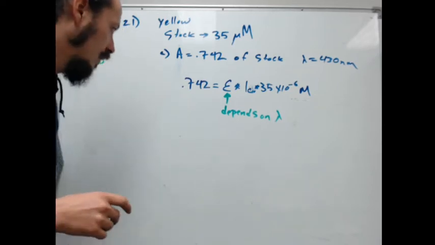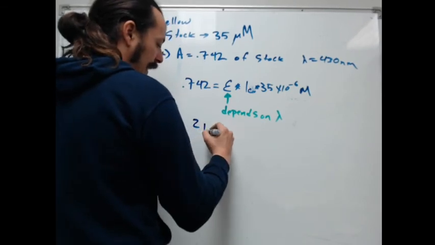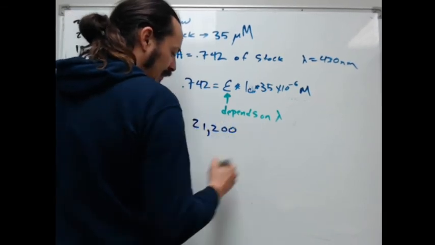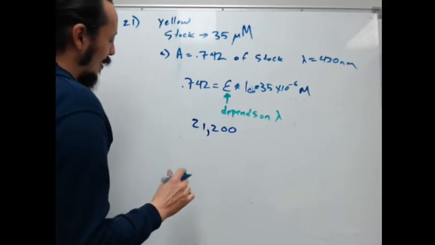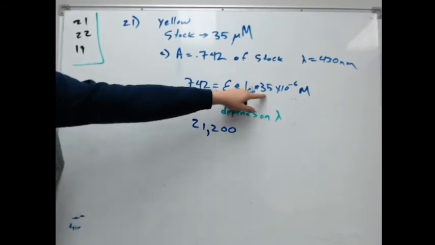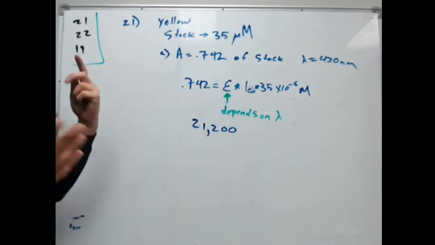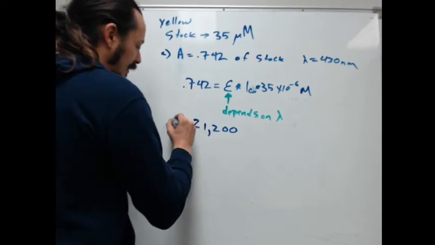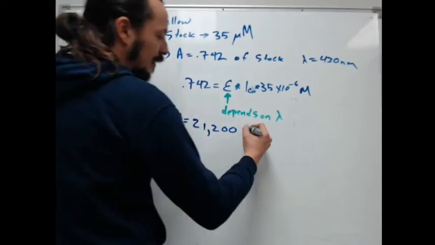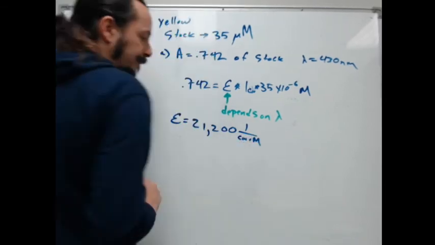21,200. Yeah. I almost could do that in my head. Almost. Because I knew that it was 7 divided by 35, like 70 would be half, or would be double. But couldn't get it. That's epsilon. In order to be correct, we also need the units, inverse centimeters, molarity.